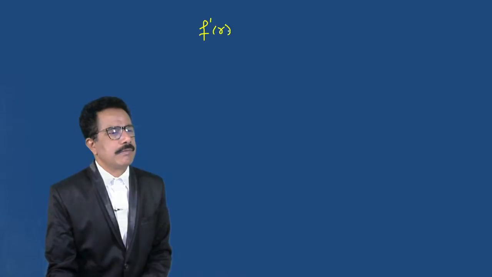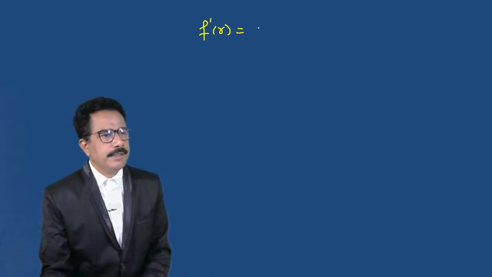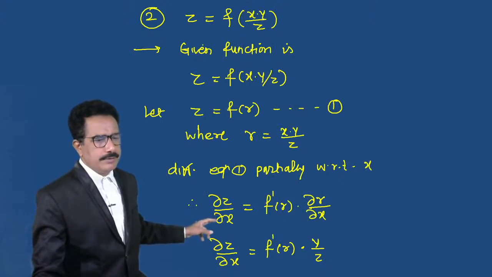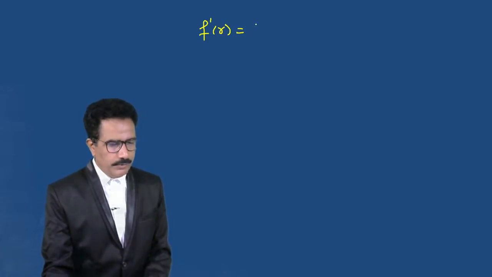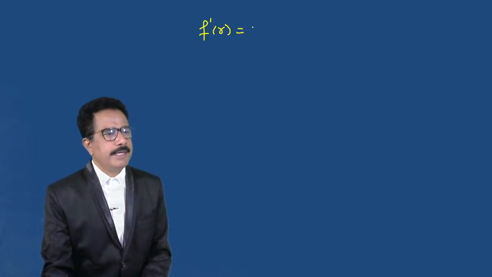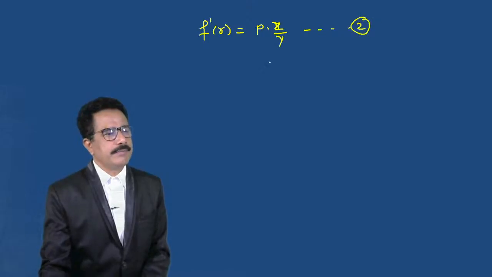So p is equal to f dash of r into y divided by z, so f dash of r is equal to p into z divided by y. So this is equation number 2.